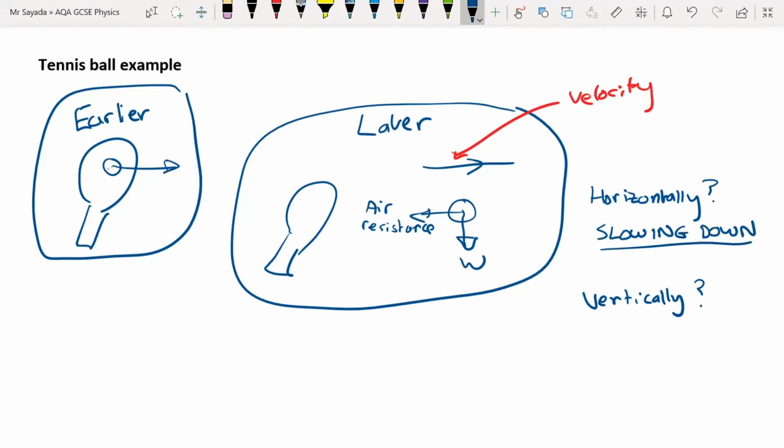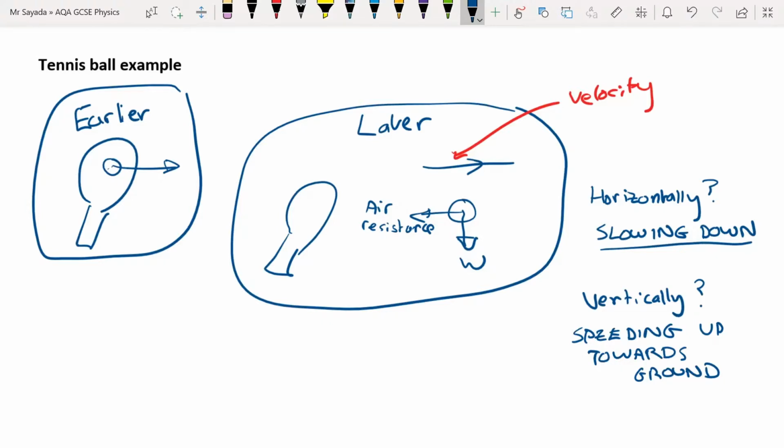What about vertically? Have a look at the diagram. What's the resultant force acting on the diagram vertically? You should have said there's a resultant force downwards. So therefore, what will the ball be doing? It's going to be speeding up towards the ground. So it's going to be accelerating in the original definition of acceleration, before you learnt about acceleration, meaning any change of velocity.